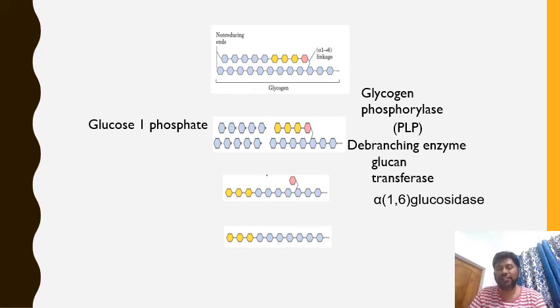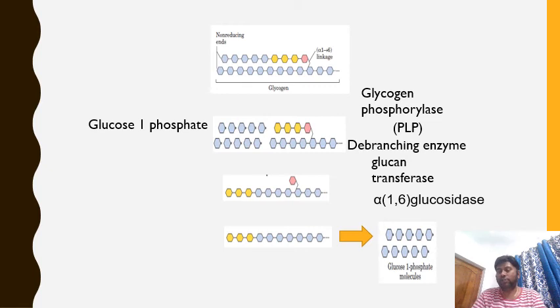So once the linear structure is formed, again the trimming enzyme, glycogen phosphorylase, will come into action. It removes the glucose residues one by one from the non-reducing end. How long will it remove? Again, till it reaches 4 residues away from the branching point. Then the debranching enzyme comes again and converts the branch point into a linear structure, and the trimming enzyme acts again. This repeated action of the trimming enzyme and the debranching enzyme results in the production of large quantities of glucose 1-phosphate molecules.